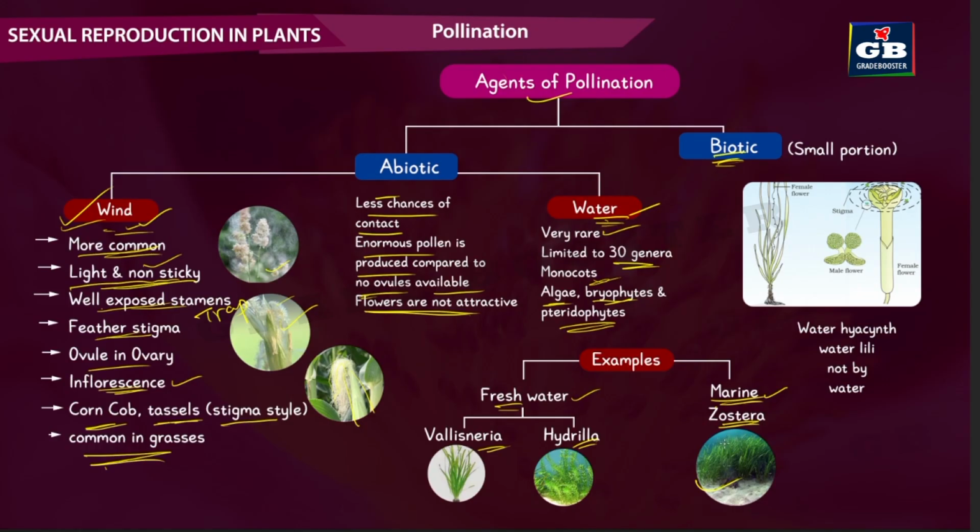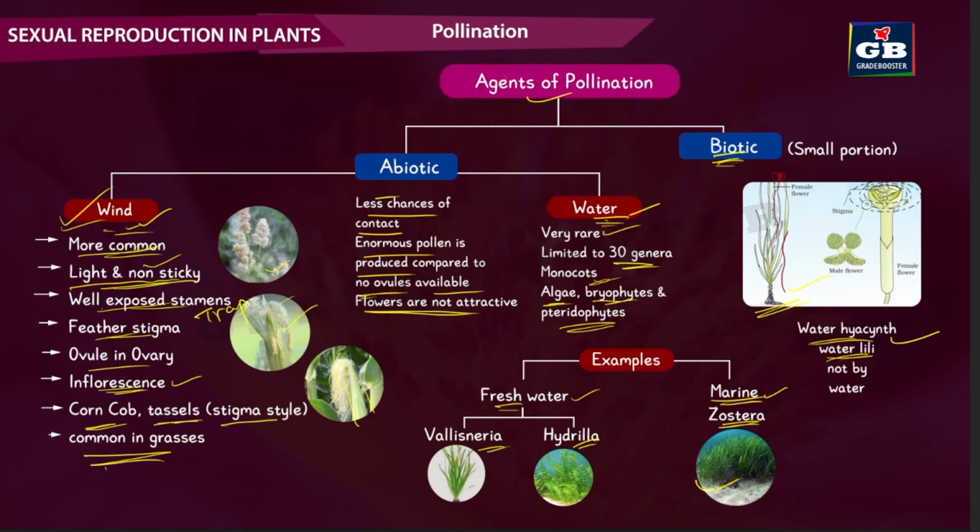Some water plants do not get pollinated by water. For example, water hyacinth and water lily. We see these plants in very large quantity in ponds and lakes. They do not get pollinated by water. They have their flowers outside the water, usually pollinated by the wind or insects or other means, not by water. Here in this picture, we can see the Vallisneria plant. The plant has the flower above the surface of the water. We can see that it is above the surface of the water.